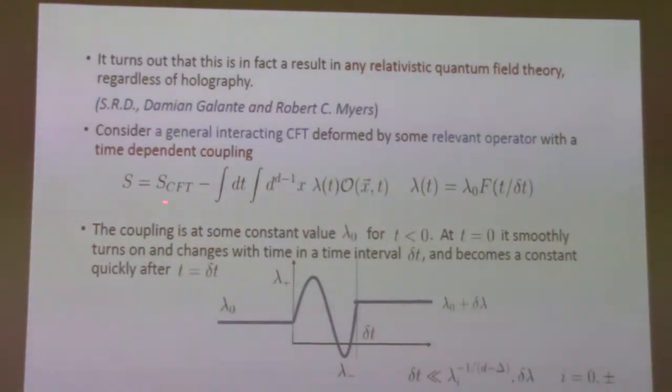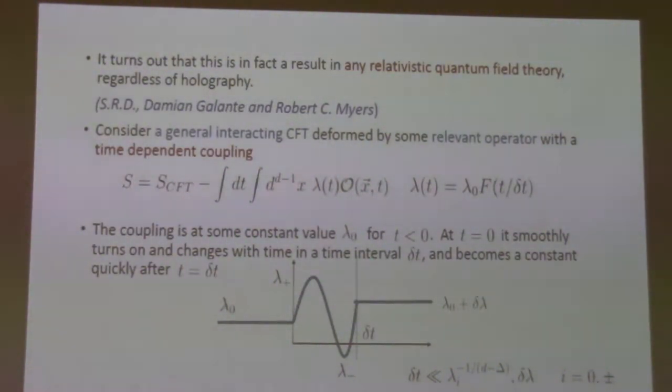So once again, you have an action, it's a relativistic theory. We assume that the critical action is actually a conformal field theory, and a relevant deformation with some time-dependent coupling. The time-dependent coupling can be very general. It has to only have the property that it starts with some constant, it turns off at some time, which I call t equal to zero, and it does various things in between that time and the time t equal to delta t, and settles down to some other constant.